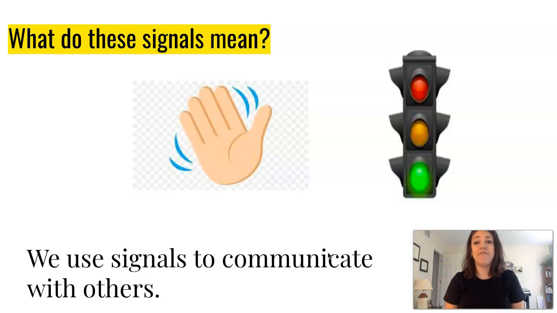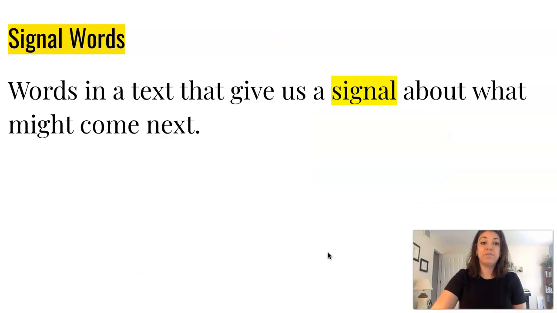What about a traffic signal? What does the green light mean on a traffic signal? Green means go. How about the yellow? The yellow means slow down. You're right. And how about the red light on a traffic signal? Red means stop. Good job. So we use signals to communicate with others so that they know what we're talking about.